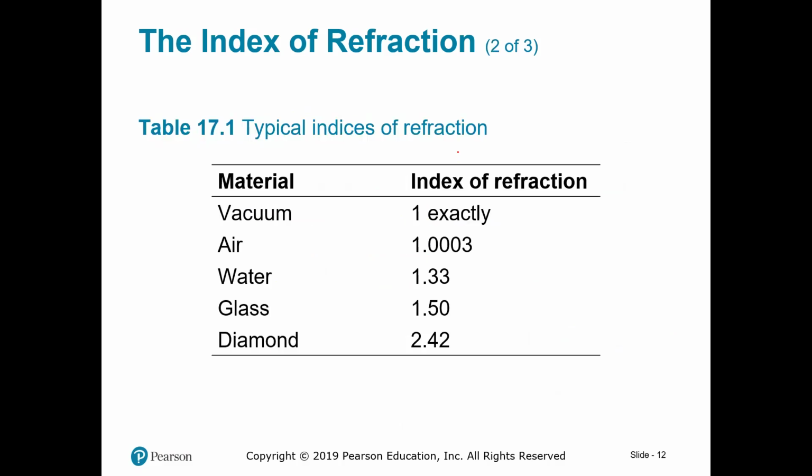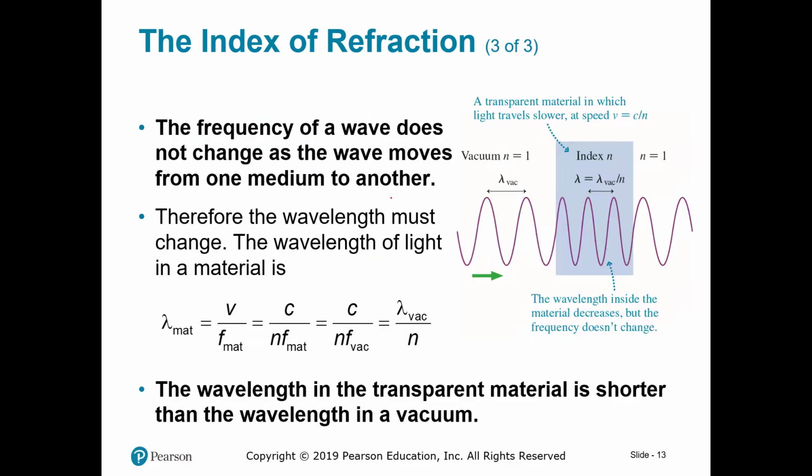This is a typical index of refraction, right? Vacuum is 1, air is almost like a vacuum, so slightly higher. Then you have water, glass, diamond, but you don't need to memorize any of these numbers except that the vacuum is 1. The frequency of a wave does not change as the wave moves from one medium to another. The frequency is an intrinsic property of a wave.